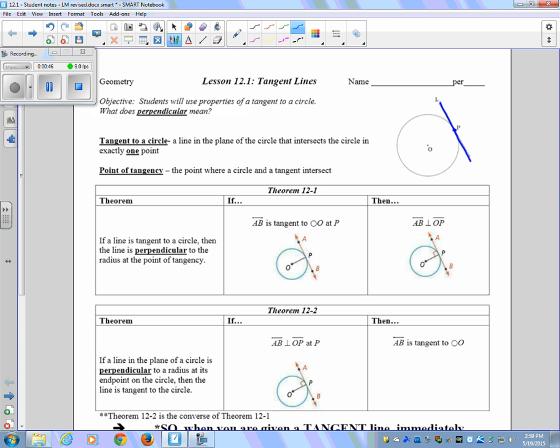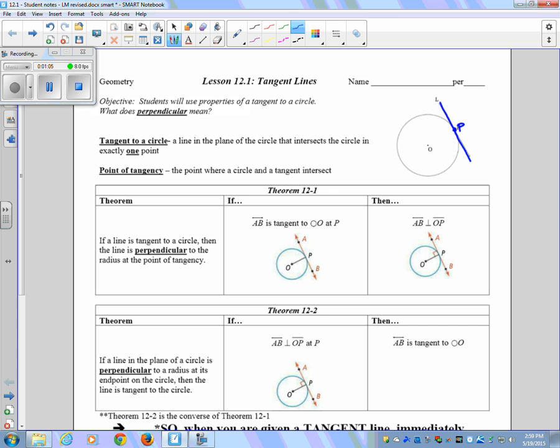The point of intersection, or the point of tangency, in this diagram would be point P. So we call that one point that they have in common, the circle and the tangent line, the point of tangency. It's the point of intersection.